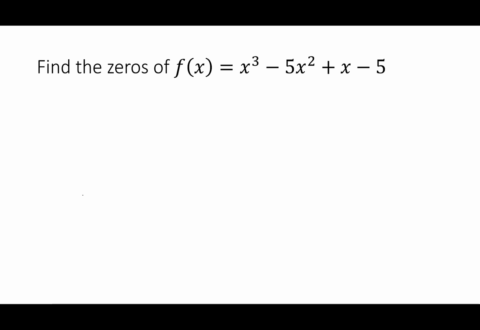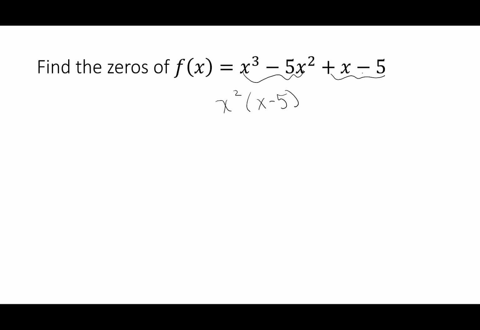So here I have x cubed minus 5x squared plus x minus 5. Now this one, when I first look at it, I do kind of notice that it goes x, 5, x, 5. That makes me think maybe I could factor by grouping here. The first 2 terms have an x squared in common. I'm going to take it out. It gives me x minus 5.